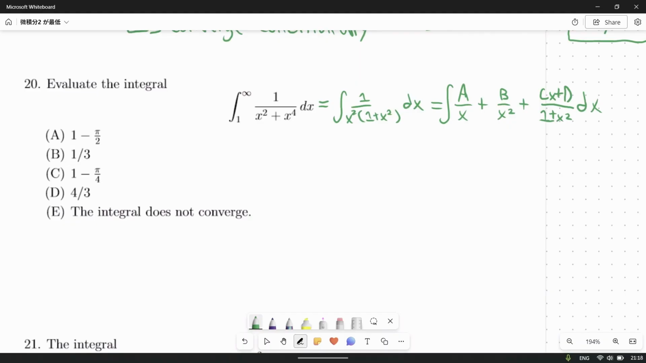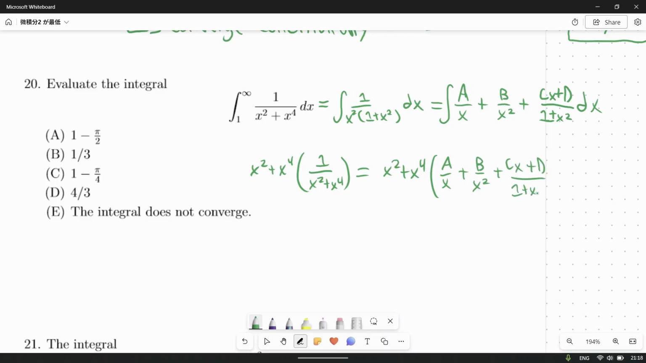And in order to do that, what you're going to want to do first is multiply all of these terms by your original integrand's denominator. So I'm going to distribute x squared plus x to the 4th to each of these terms. So you'd end up with an expression that looks like x squared plus x to the 4th times 1 over x squared plus x to the 4th is going to be equal to x squared plus x to the 4th times A over x plus B over x squared plus Cx plus D over 1 plus x squared.